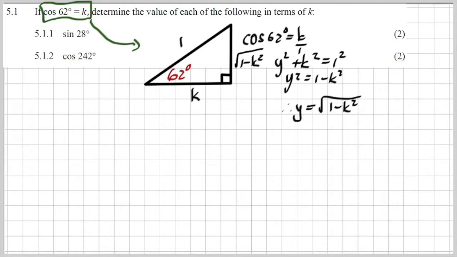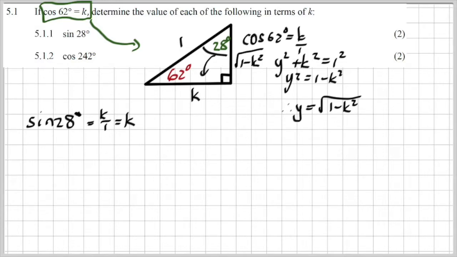I don't know whether I'm going to need it. Well, actually in this one I'm not going to, but I'm still going to challenge you with it. Something else that is really awesome if you do it correctly is that the other angle in the triangle is 28 degrees by using interior angles of a triangle. What makes this awesome is I can now straight off answer question 5.1.1 because sine of 28 degrees is opposite over hypotenuse. So that's just k.